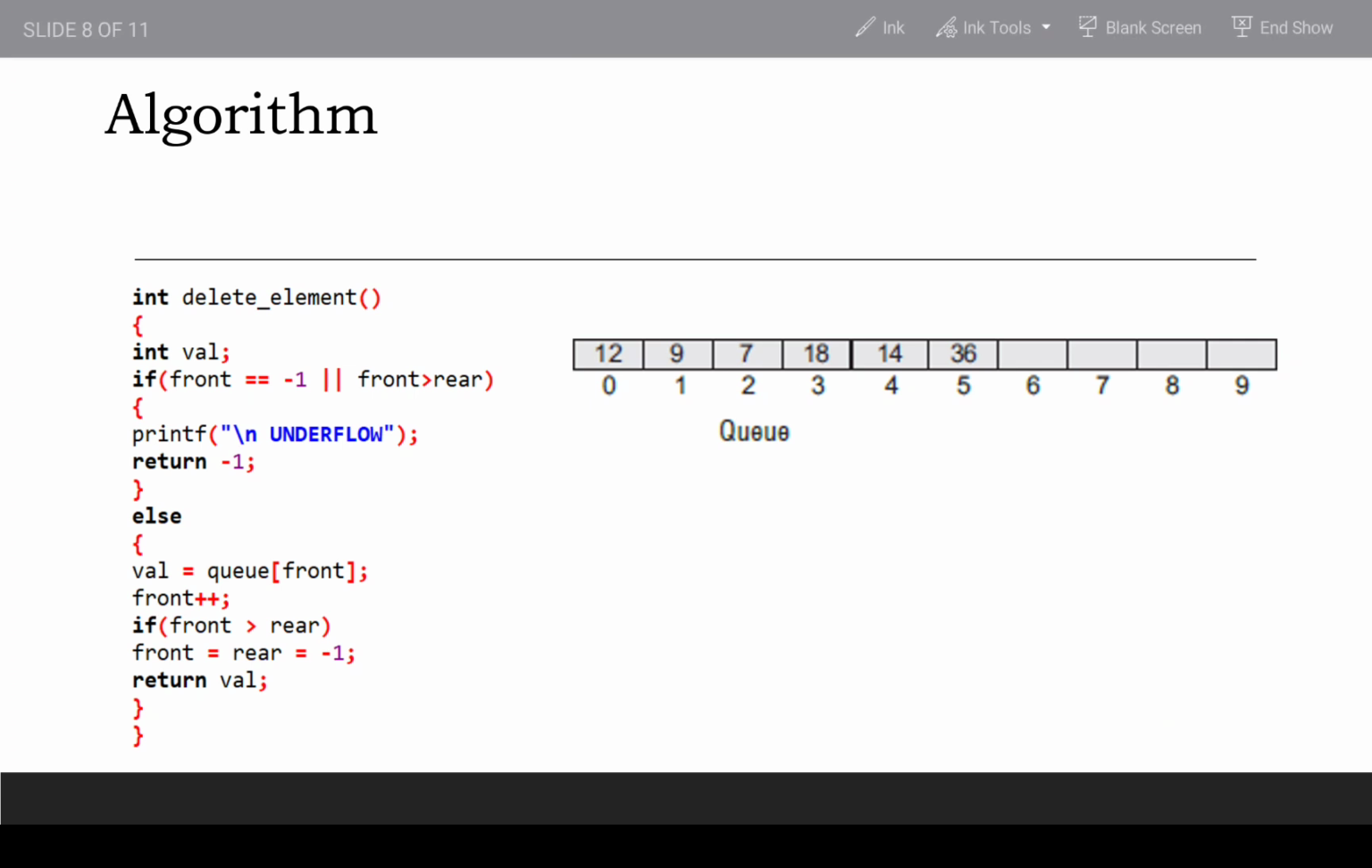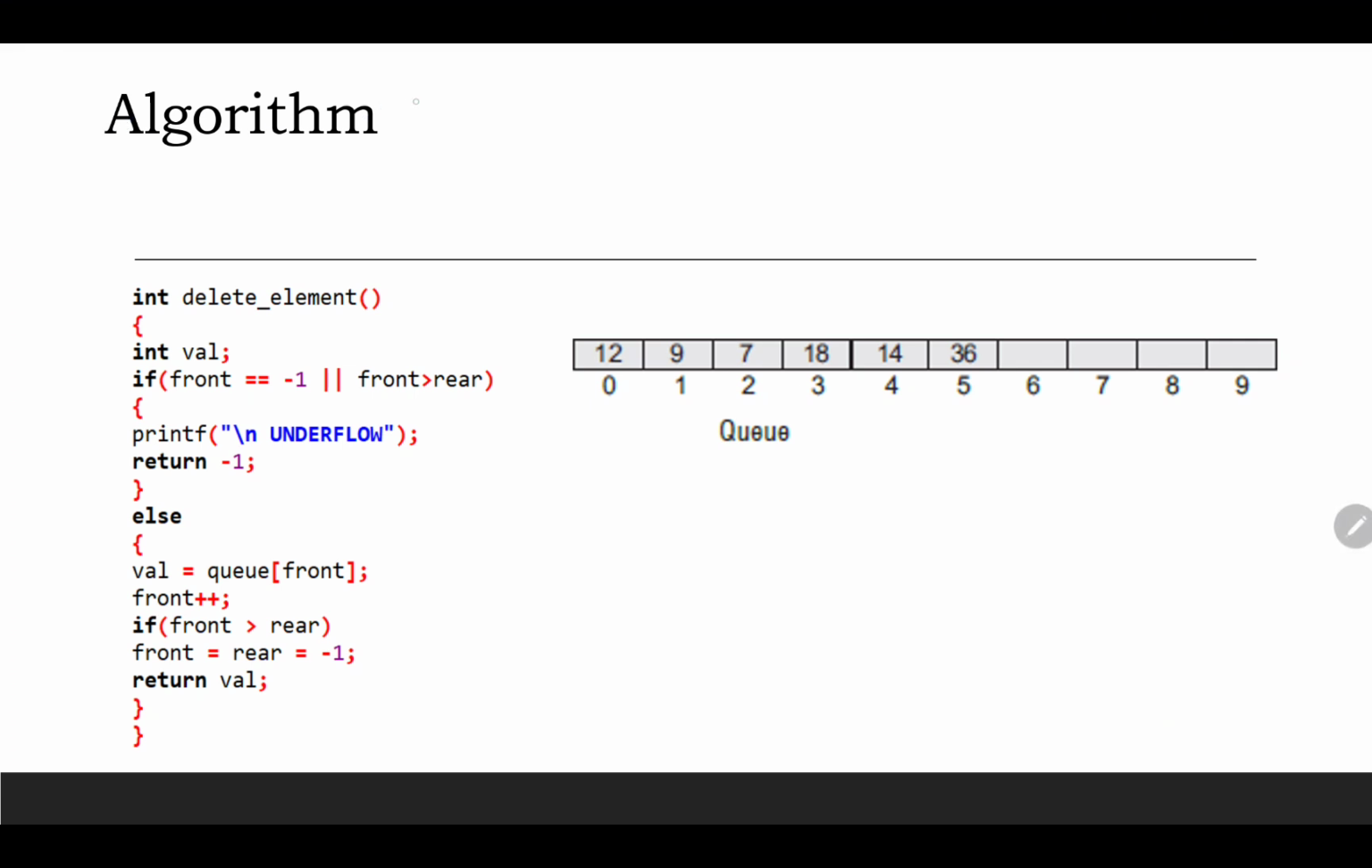Then this is the code for doing the deletion. First we declare one integer variable, that is val. Then we are checking the conditions front is equal to -1 and front is greater than rear. These are the two conditions we are checking. I will say later why we are checking the second condition. First we are checking front is equal to -1.